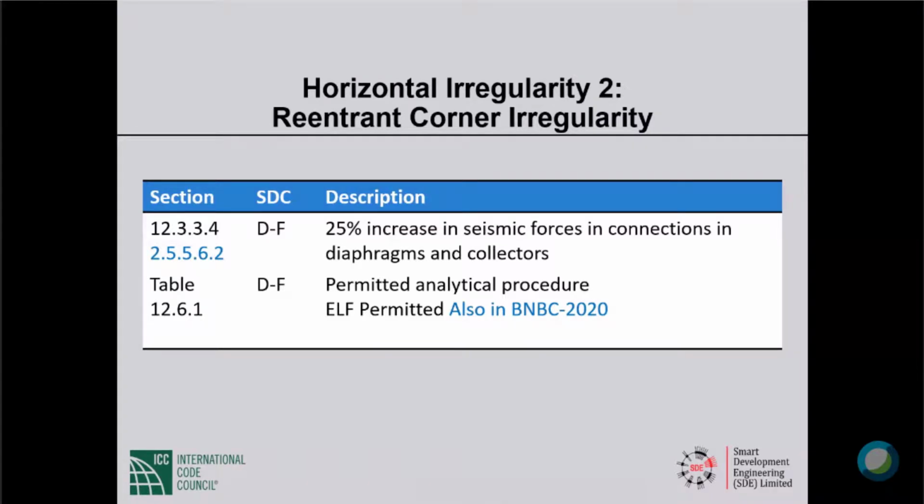Now there are two items in ASCE 7-05 that are triggered, that are invoked. One requires 25% increase in seismic forces in connections in diaphragms and collectors. This is BNBC section 2.5.5.6.2, no difference between the two documents. And the other is the table of permitted analytical procedure. If you go there, the equivalent lateral force procedure is permitted both by ASCE 7-05 and by BNBC 2020. Okay, there is no prohibition.